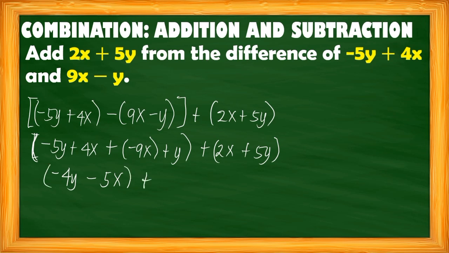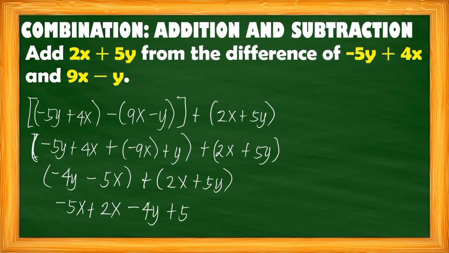Saka natin i-add sa 2x plus 5y. In this case, kailangan na po natin i-arrange yung mga terms in alphabetical order. So, mauuna po yung x. So, negative 5x plus 2x and then minus 4y plus 5y. So, i-add natin yung negative 5x tsaka 2x, that is negative 3x. And then, negative 4y plus 5y, that is y.